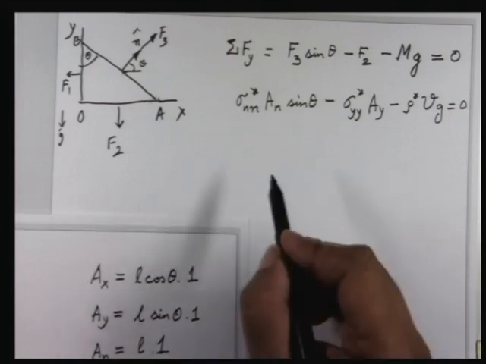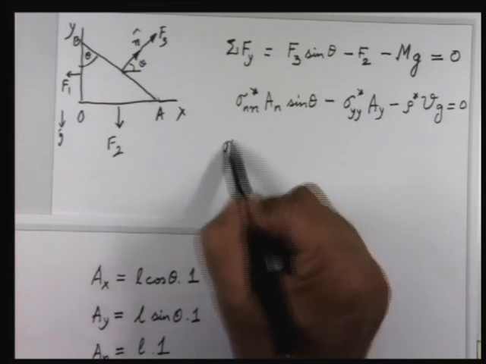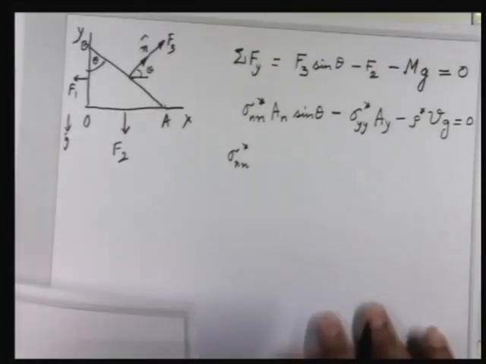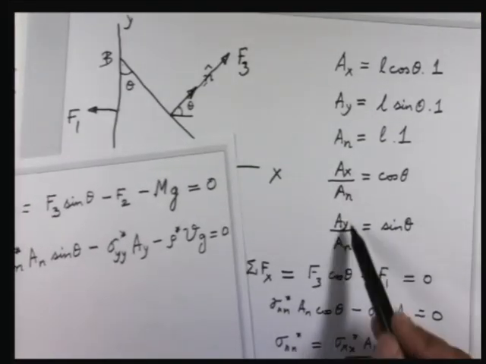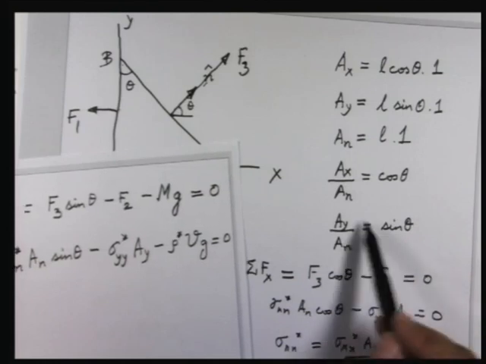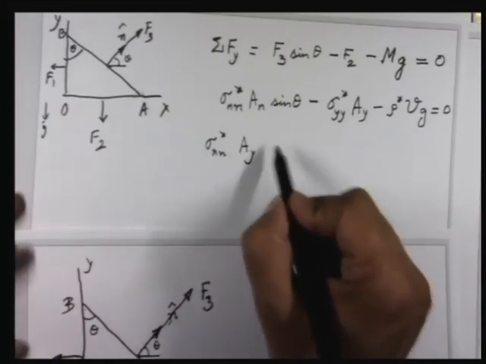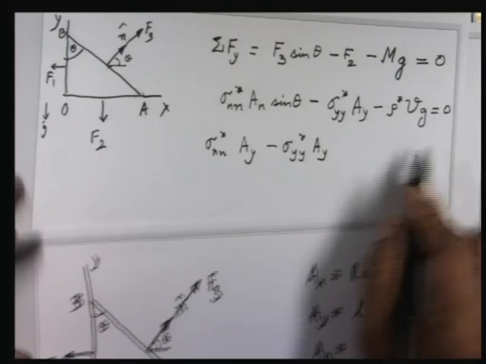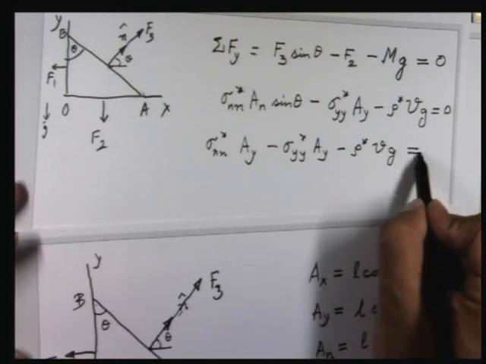Now once again from here we have sigma NN star. If I go back and flash again this relation, we have shown that AY by AN is sin theta. So AN sin theta is nothing but AY. So I can write it as sigma NN star AY minus sigma YY star AY minus rho star into V into G equal to 0.